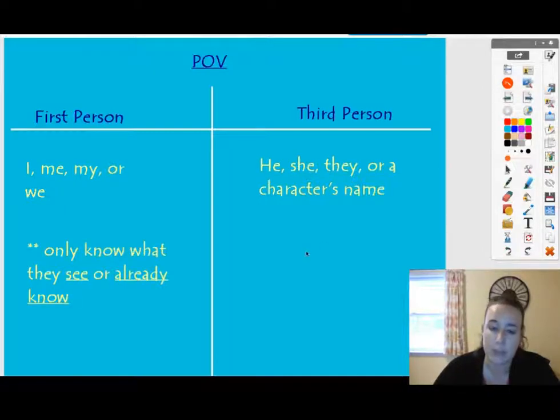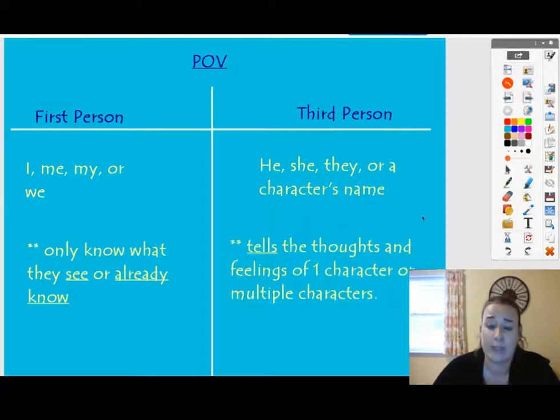The other thing with first person is we're only going to know what that character sees or hears or things that they already know. In the same way that I, as a human being, don't know what's being said in a different room. If the story is being told from only one character's point of view, you're not going to know what two other characters are doing in another room. You're not going to know anything that that character does not already know.